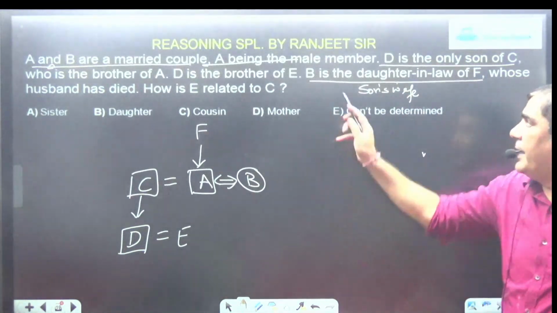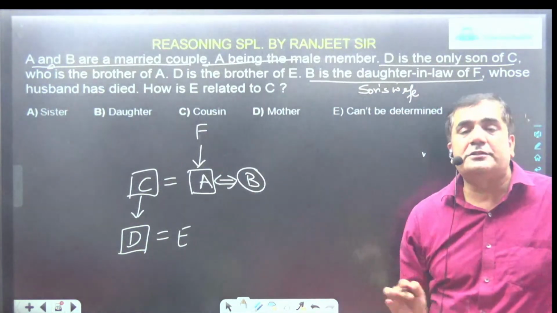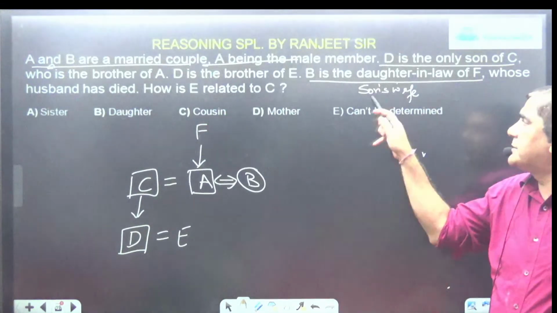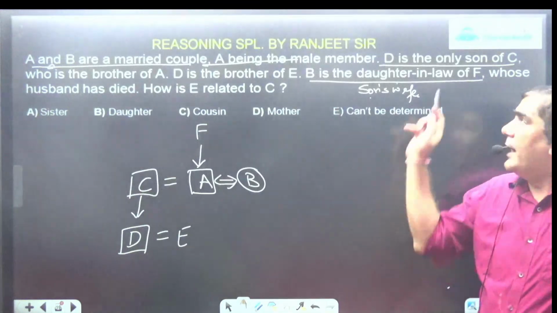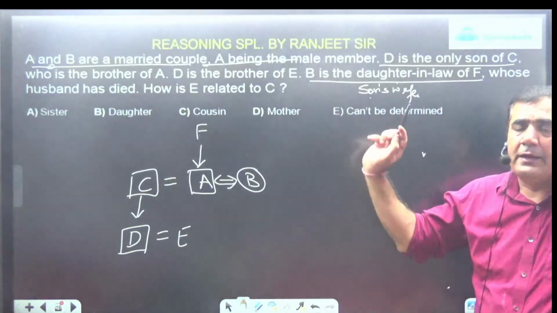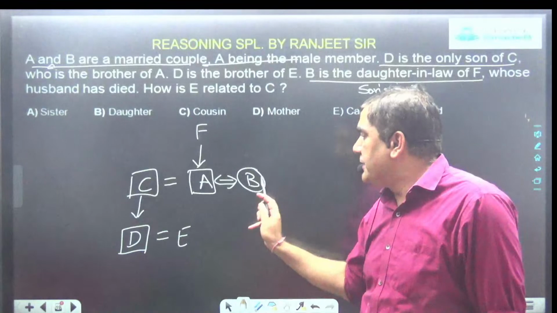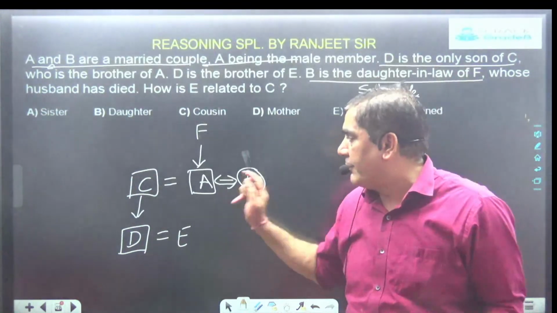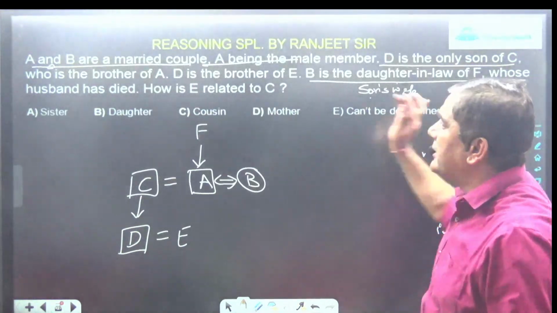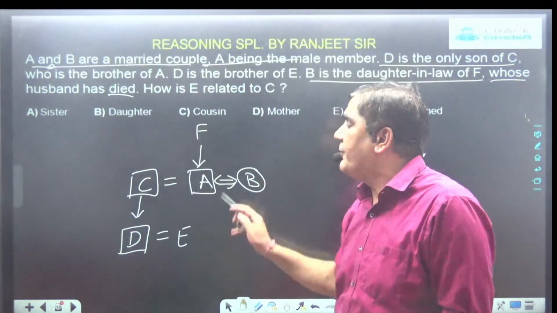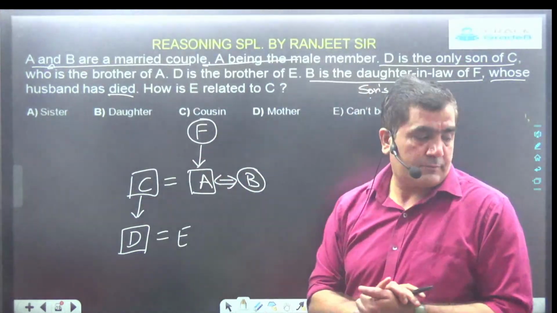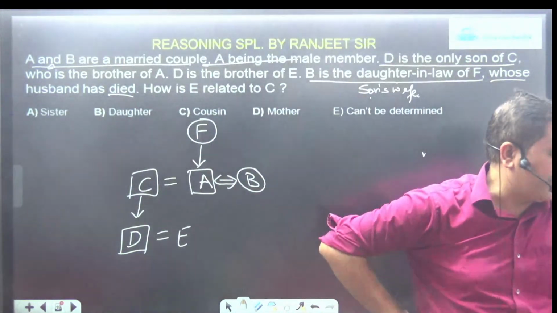See here they are saying B is the daughter-in-law of F. Daughter-in-law is nothing but son's wife. So what I can say, F's son's wife will be B. And we know B is the wife of A, which means A must be son of F. So A will be over here. Whose husband has died? So who stands for F? So F's husband has died means F must be female.